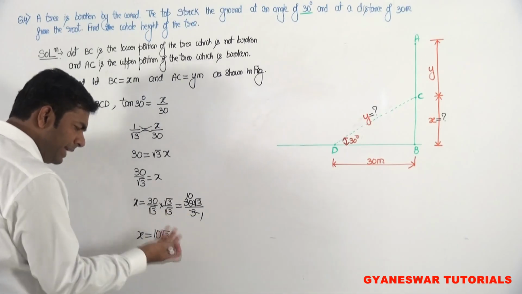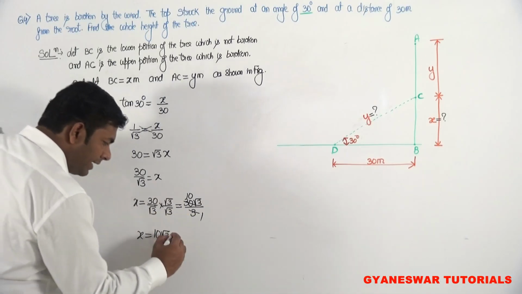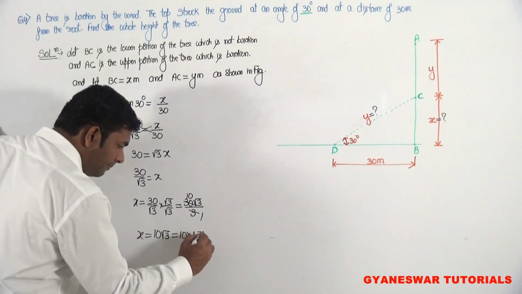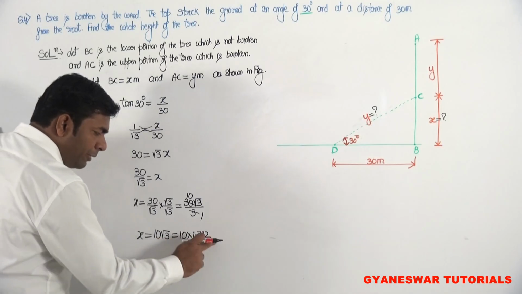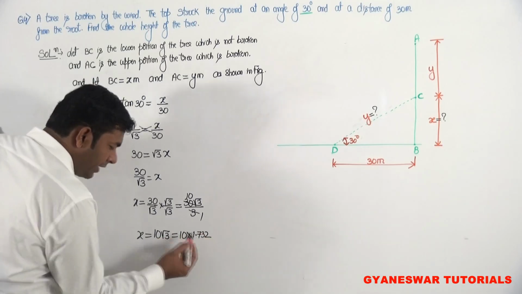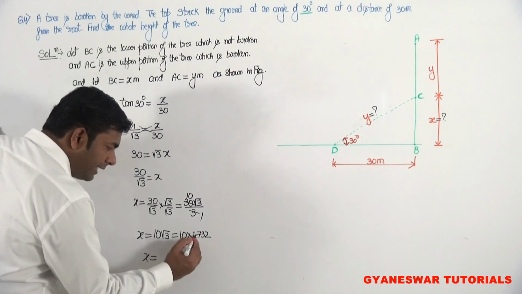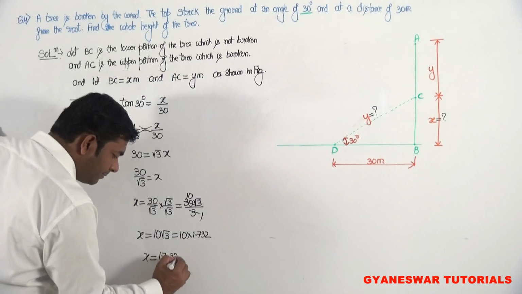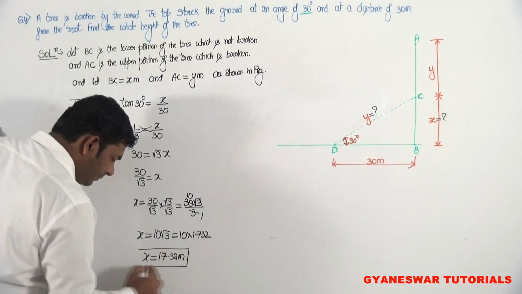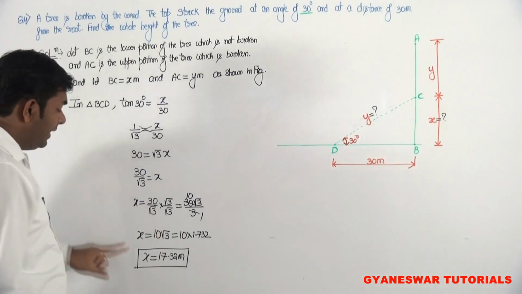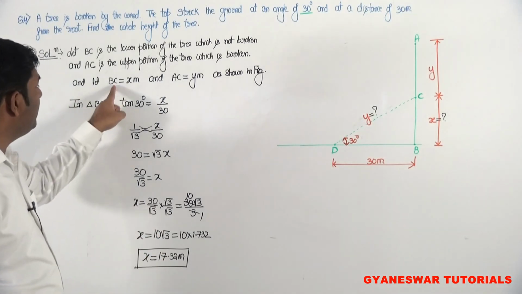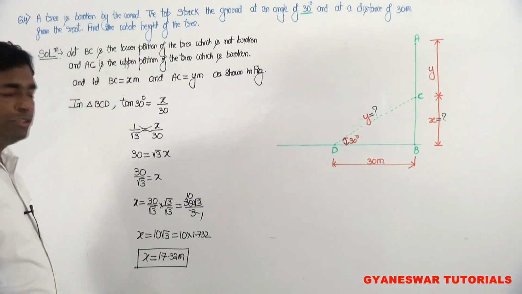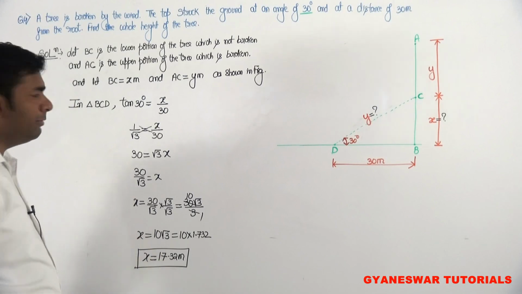X is equal to 10 root 3. That's it. You can leave your answer like this. Otherwise, the value of root 3 is 1.732, so 10 into 1.732, the decimal comes here. So x is equal to 17.32 meters. What does x mean? X is BC, the lower portion of the tree which is not broken. The length of the portion that has not broken is 17.32 meters.